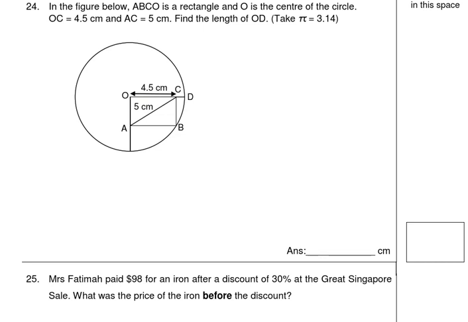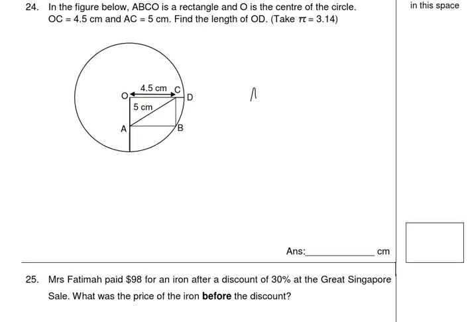So in terms of presentation, write down AC equals to OB equals to OD, which equals to 5 cm. Because this is the radius, right? Okay, so 5 cm.